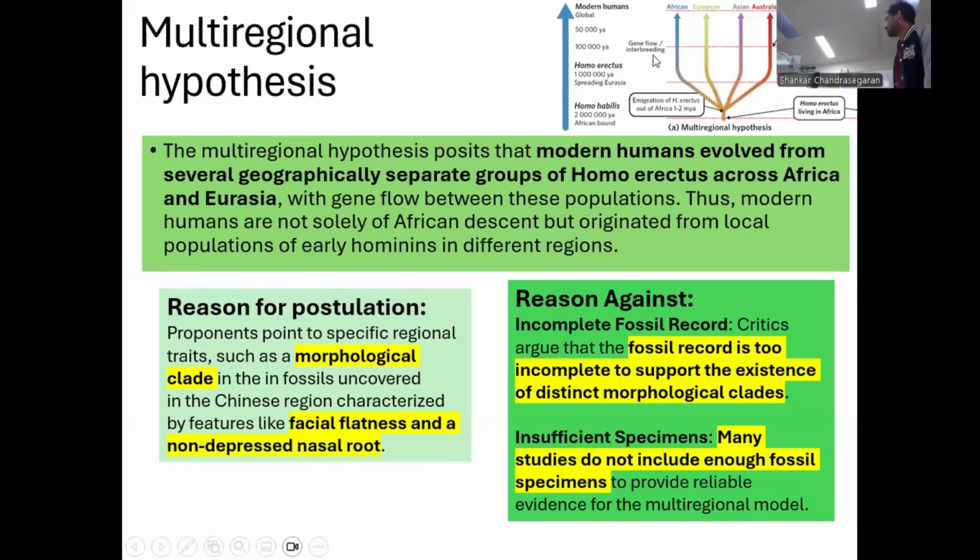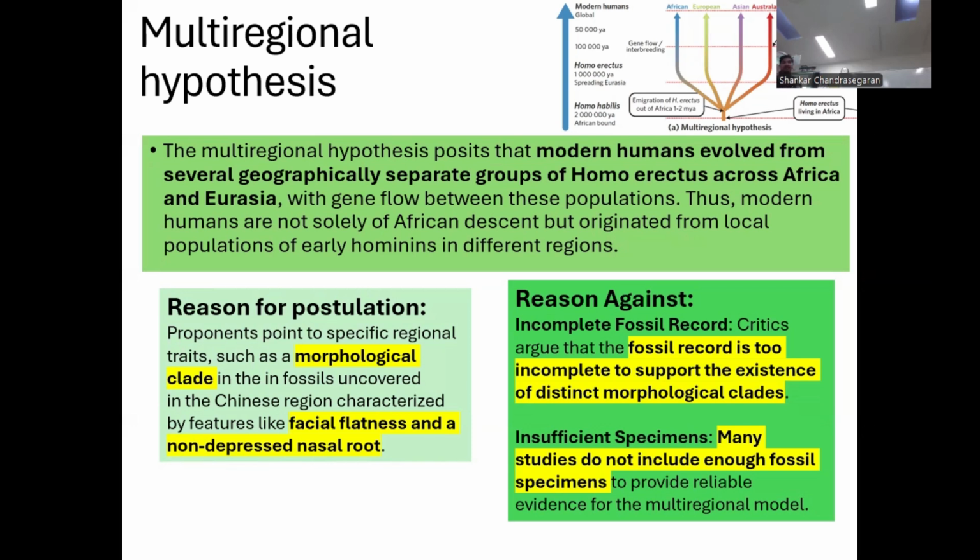I'll talk about why we think this might be true. The reason for this postulation is that people say there are morphological clades that are specific to regional traits, right? And this was uncovered in certain fossils, such as in a Chinese region. There were fossils that had features like facial flatness and a non-depressed nasal root, specific to Homo sapiens, right?